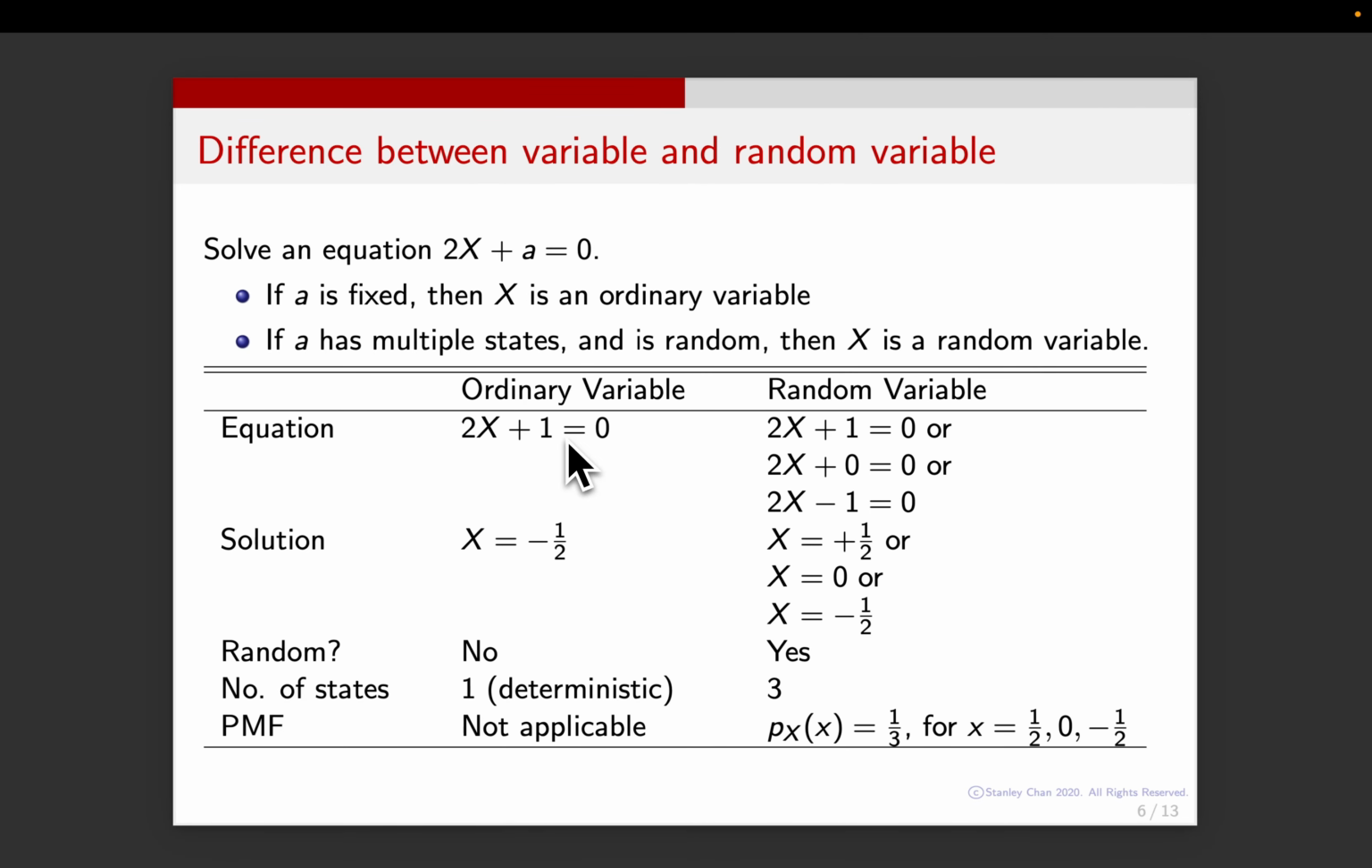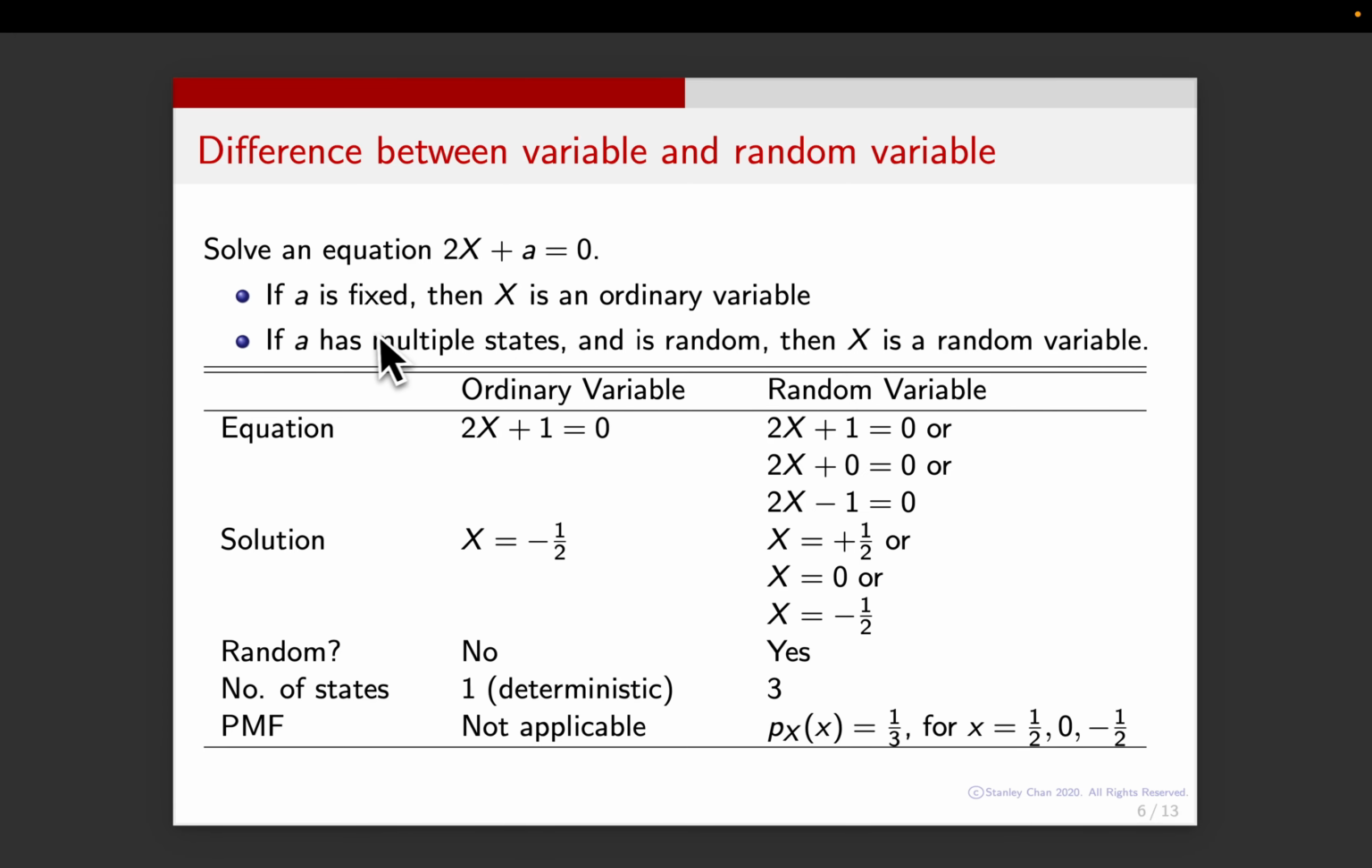Now, another interpretation of a random variable versus a regular variable, which we have studied in other courses, or in elementary maths. If you have to write 2x plus a equal to 0, and if a was fixed, say a equal to 1, we'll get x equal to minus half. So in that case, there is no randomness. The number of values which x can take is a single value, and a PMF is not really applicable because you're taking a single value.